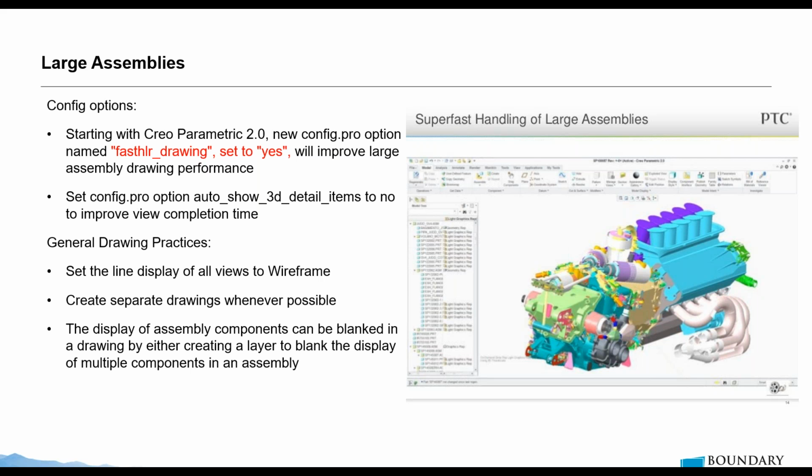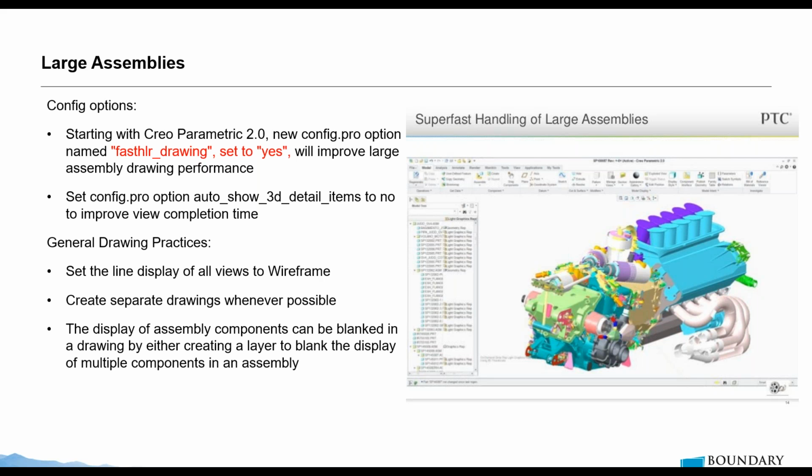Okay, then on large assemblies, there's a few things that you can do to make your life a lot easier. There's two config settings, the one highlighted in red there, that they've introduced in Creo 2. So if you're working with large complex assemblies, you can set those. That will make your life a little bit easier.